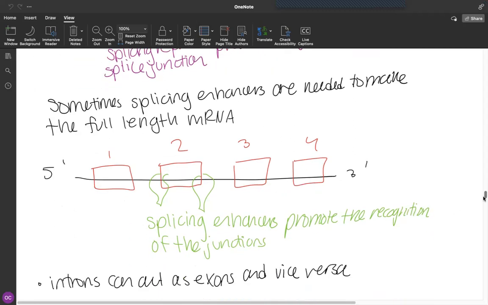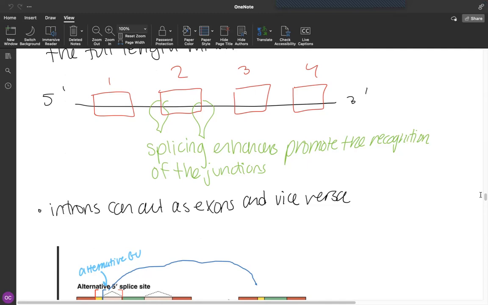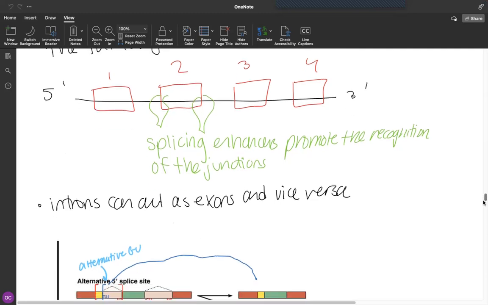But on the other hand, sometimes splicing enhancers are needed to make the full-length mRNA. So sometimes alternative splicing is actually easier to do, and we still need the full-length protein product. So we need splicing enhancers, which promote recognition of those GUs and AGs so that the spliceosome can stop splicing things out that it wasn't supposed to have spliced out.